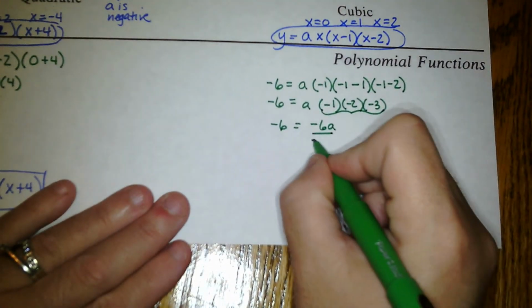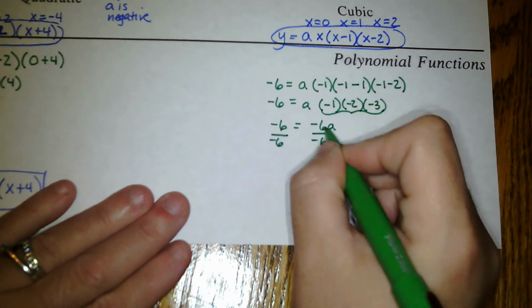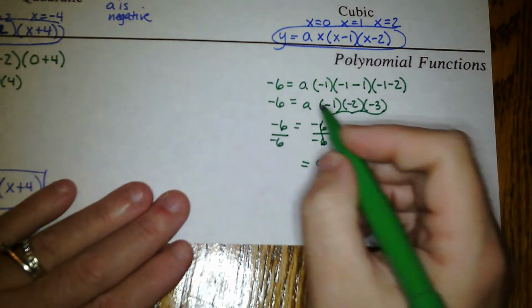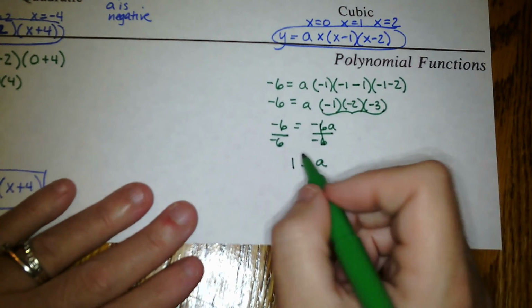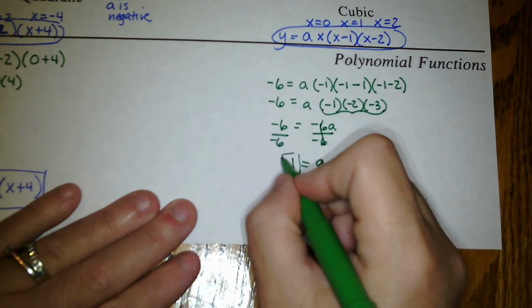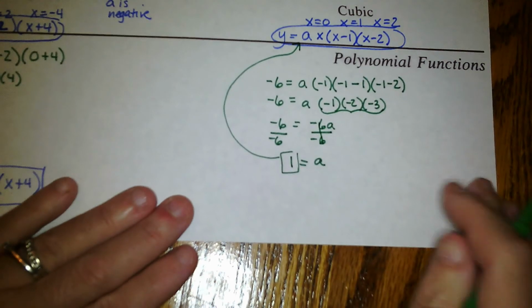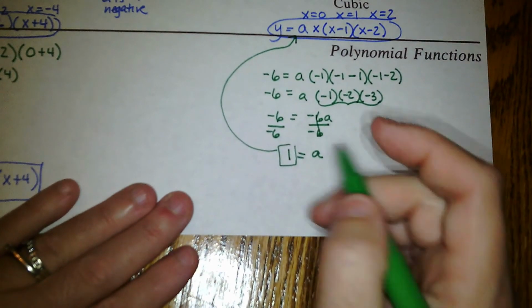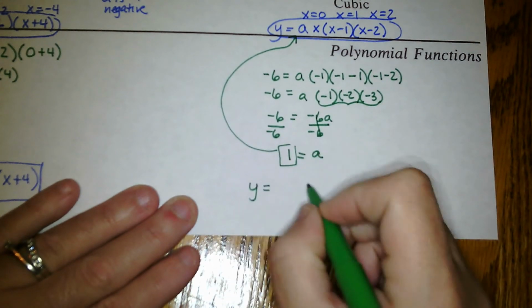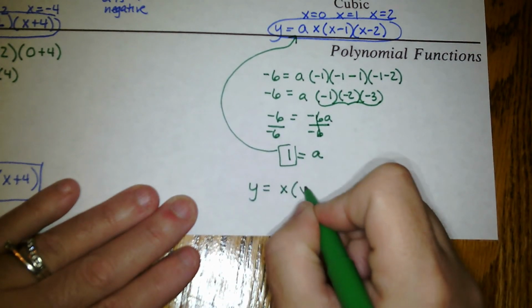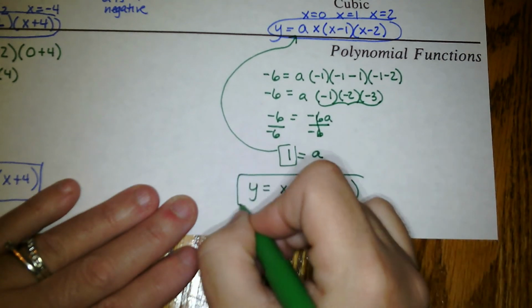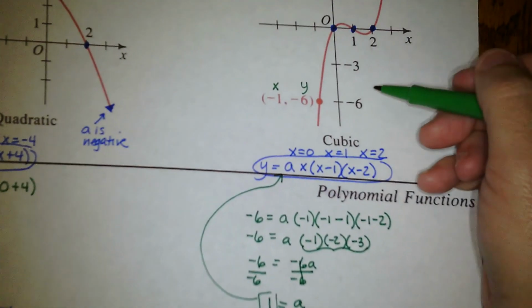Divide both sides by -6. A equals -6 divided by -6 is +1. All we have to do is recognize that A is 1. Do I have to write the 1 there? No. But you can if you want to. This is the real equation that goes to this cubic.